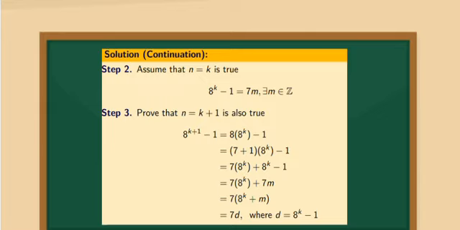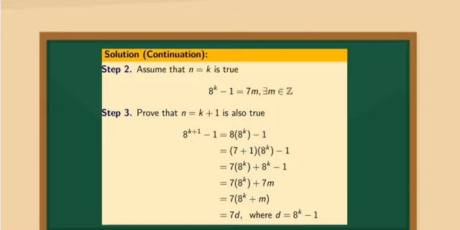8 raised to the power of k plus 1 minus 1 is equal to 8 times 8 raised to the power of k minus 1, which is equal to the quantity of 7 plus 1 times 8 raised to the power of k minus 1. Distribute 8 raised to the power of k. That is 7 times 8 raised to the power of k plus 8 raised to the power of k minus 1. Simplify, that is 7 times 8 raised to the power of k plus 7m. Factor out 7. That is 7 times the quantity of 8 raised to the power of k plus m.